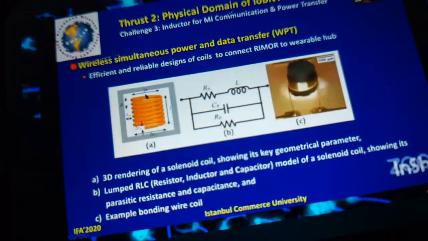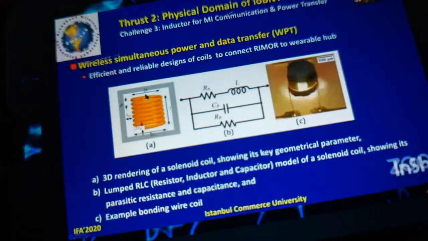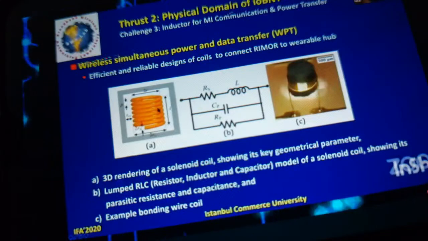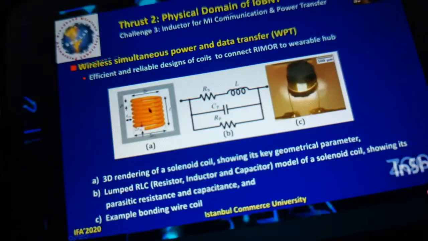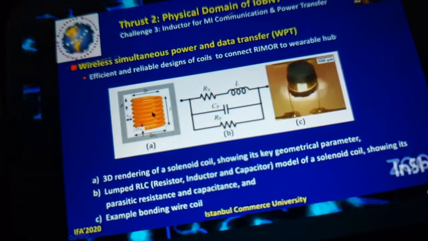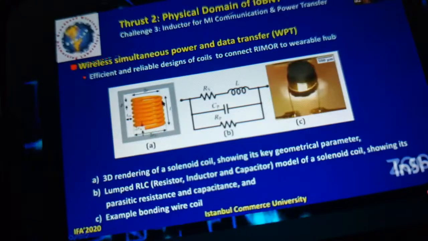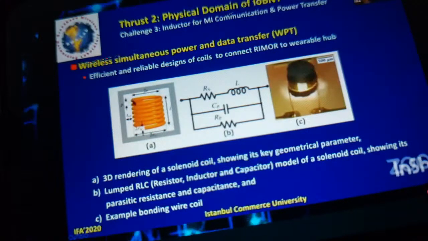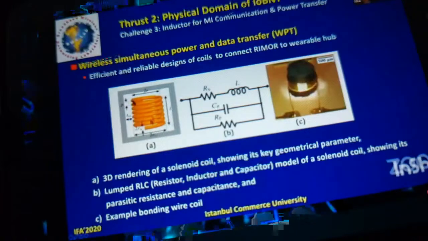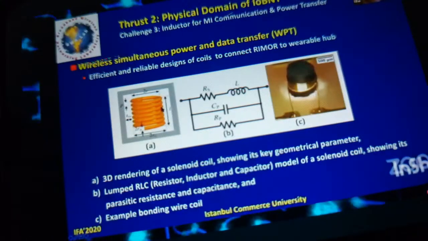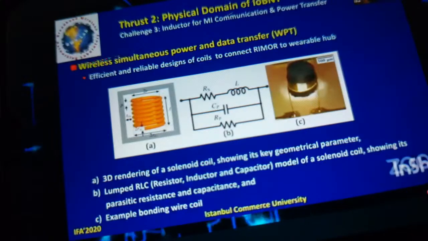And then we can also have wireless simultaneous power and data transfer. What we have here, in this first one, is a 3D rendering of a solenoid coil showing its key geometrical parameters, meaning how many turns we have and what the diameter of these turns is. All of this needs to be optimized, right, determined.